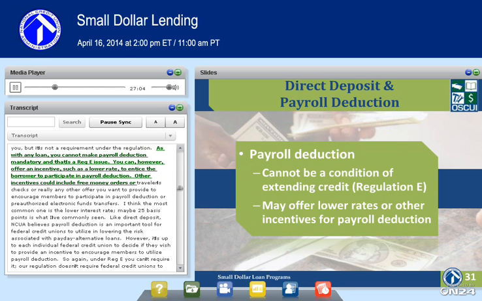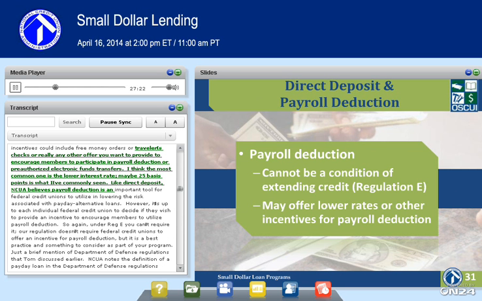As with any loan, you cannot make payroll deduction mandatory, and that's a Reg E issue. You can, however, offer an incentive, such as a lower rate, to entice the borrower to participate in payroll deduction. Other incentives could include free money orders or traveler's checks, or really any other offer you want to provide to encourage members to participate in payroll deduction or pre-authorized electronic funds transfers. I think the most common one is the lower interest rate, maybe 25 basis points is what I've commonly seen.